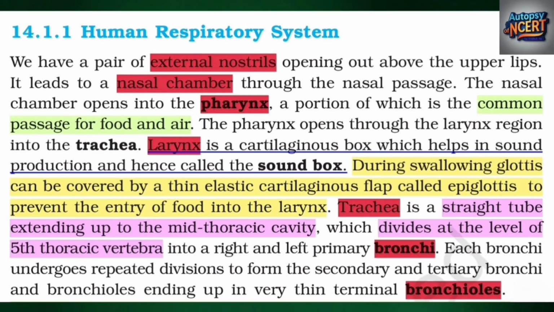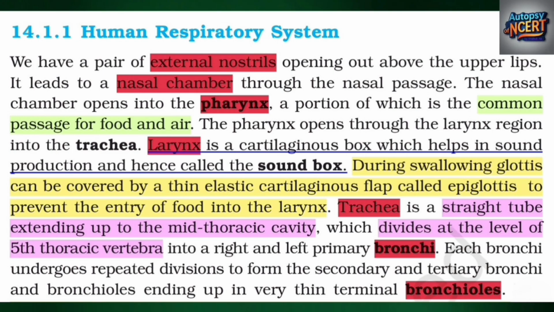14.1.1 Human respiratory system. We have a pair of external nostrils opening out above the upper lips. It leads to a nasal chamber through the nasal passage. The nasal chamber opens into the pharynx, a portion of which is the common passage for food and air. The pharynx opens through the larynx region into the trachea. Larynx is a cartilaginous box which helps in sound production and hence called the sound box.